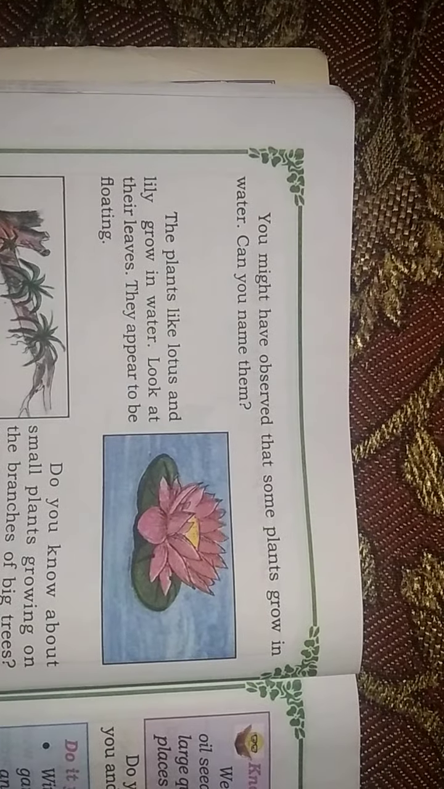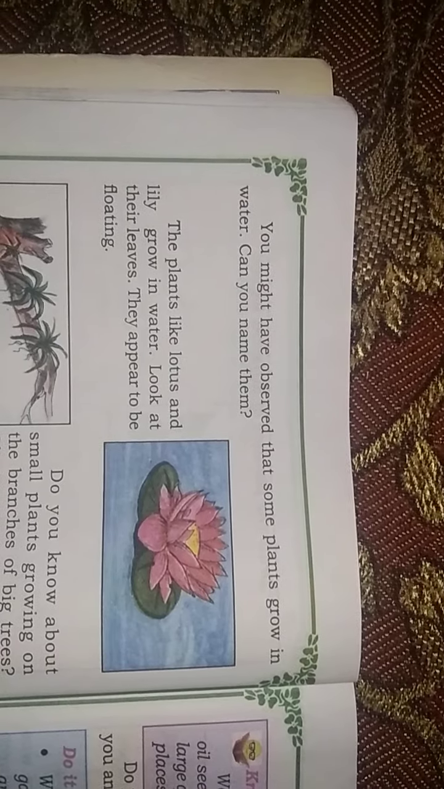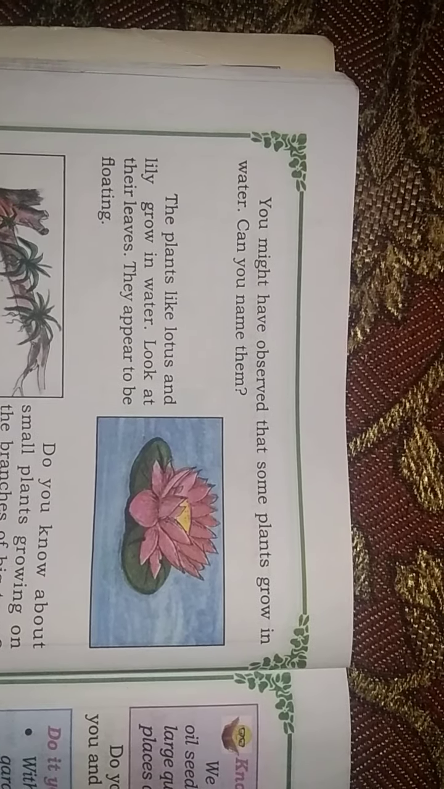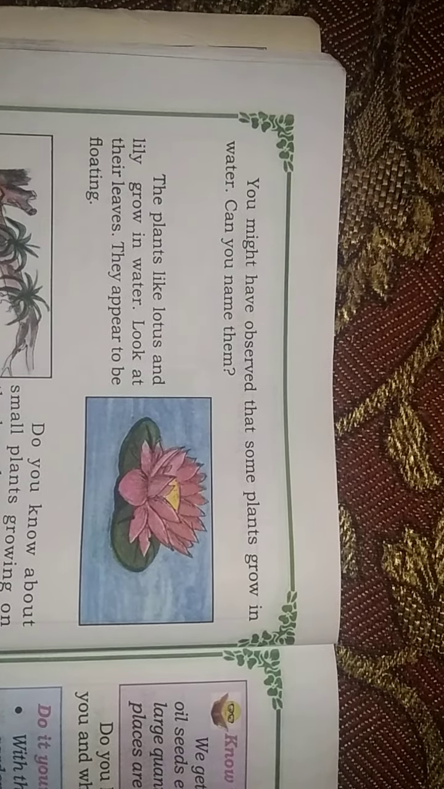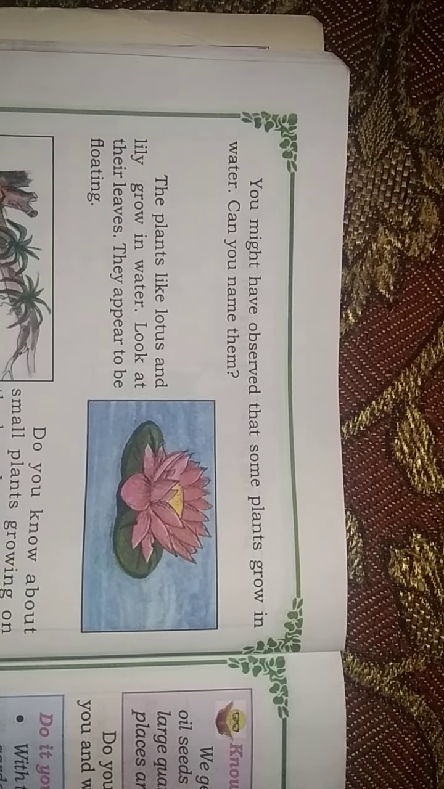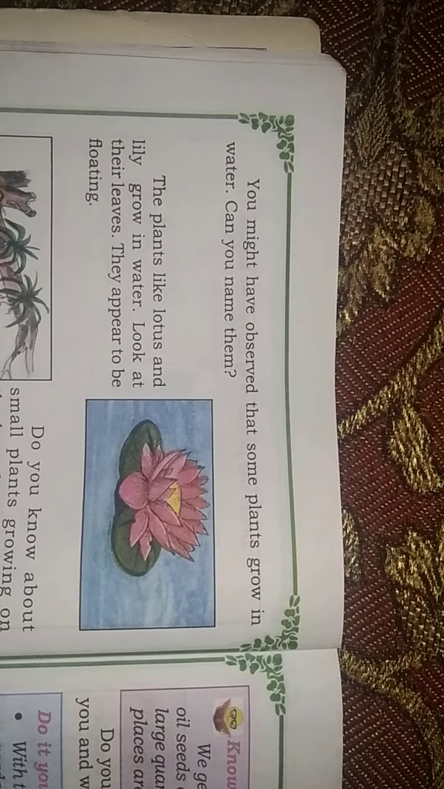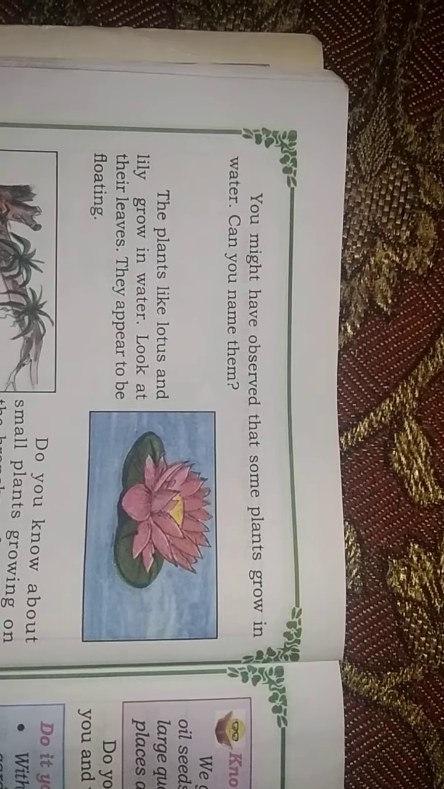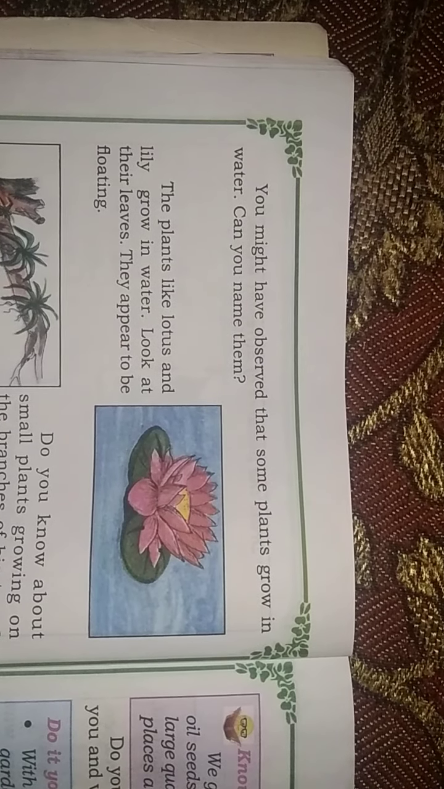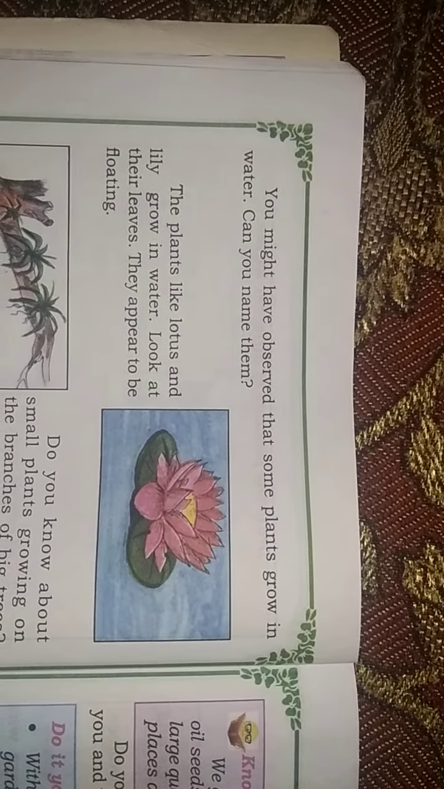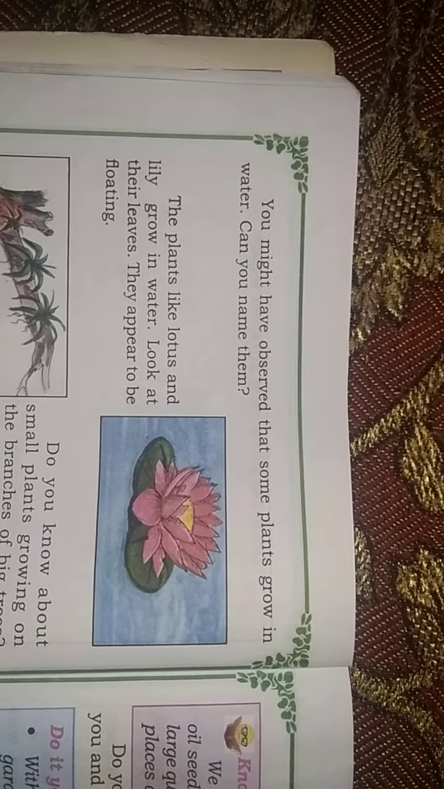Next, what are aquatic plants? Plants with floating leaves. You might have observed that some plants grow in water. Such plants are called aquatic plants. Can you name them? Examples of aquatic plants: lotus and water lily.